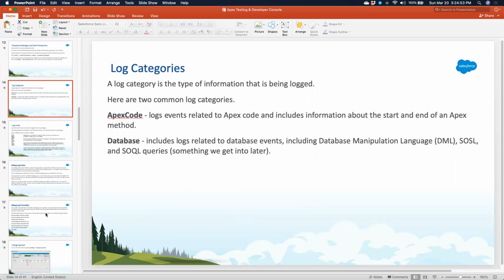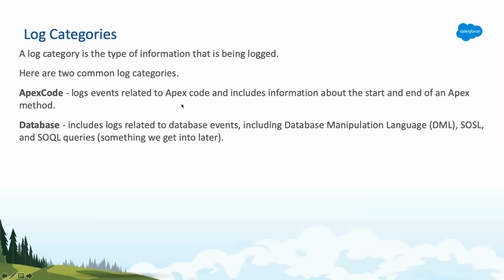So the code category shows you the log events related to Apex code, and it includes the start and the end of the methods. In the database category, it shows you the database events, and it shows you the DML, SQL queries and SOQL queries. So we will discuss the SQLs and SOQLs separately.